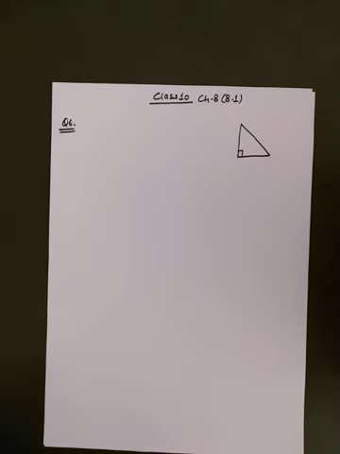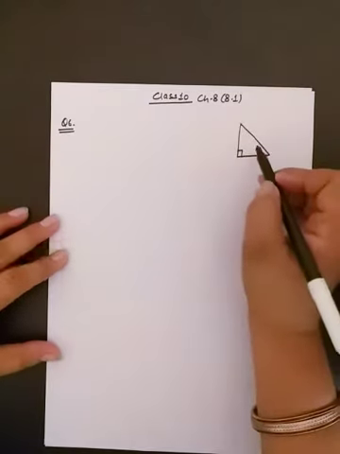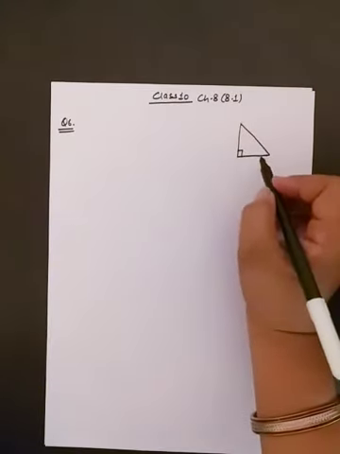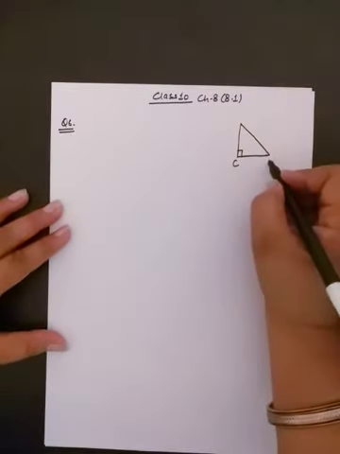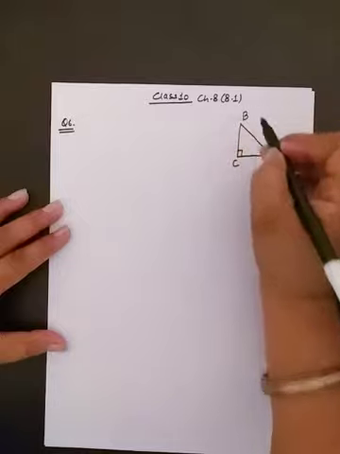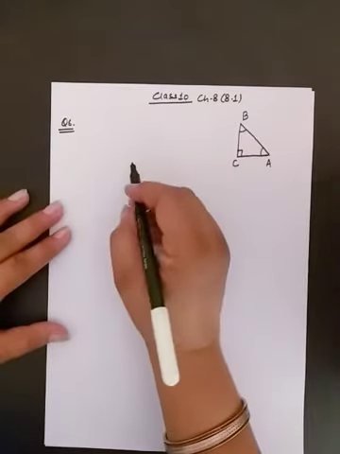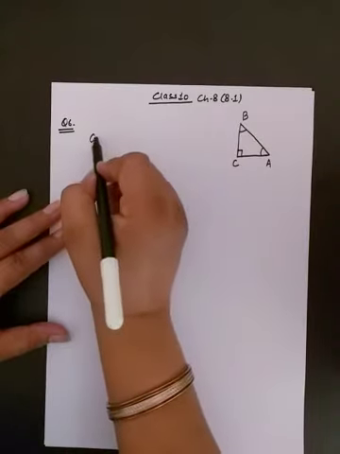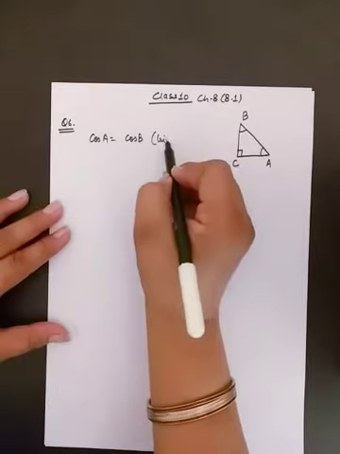Question number 6. If angle A and B are acute angles. So in a right angle triangle, A and B are acute. So we can take C as a right angle, and we can mark A here and B here. And these two angles are acute angles. And in this triangle we are given that cos A is equal to cos B. It is given to us.